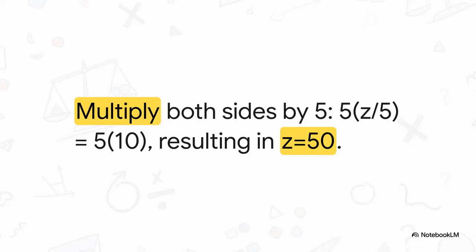Okay, let's break down the reasoning for this second answer. Your variable z was being divided by 5, which means our inverse operation has to be multiplication. To keep both sides perfectly equal, we multiply both sides by 5. 5 times the quantity z divided by 5 equals 5 times 10, resulting in z equals 50. Look at that. You are officially isolating variables like a total pro.